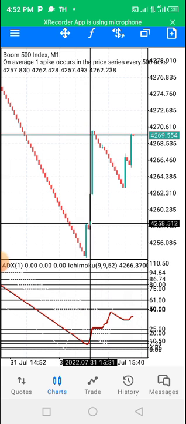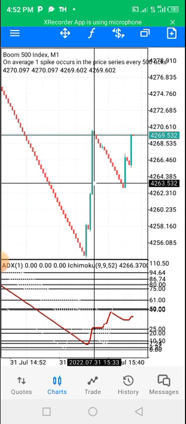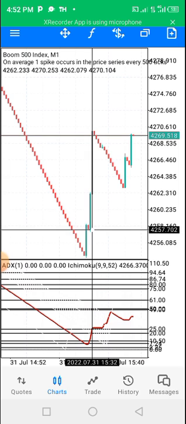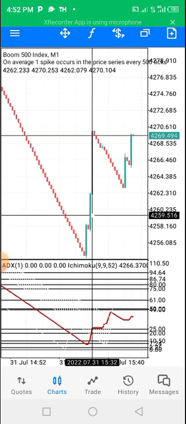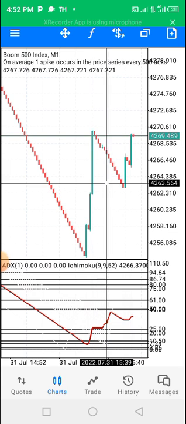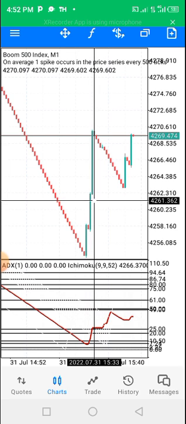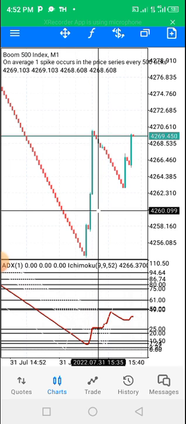You can close by one spike or two spikes or three spikes. It depends on how much you were actually targeting. As you can see here, we're having so many spikes, which means we have made a whole lot of money. This thing works the same way on crash, but on the reverse angle.